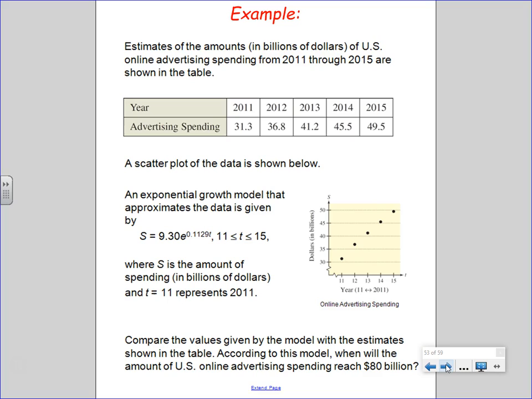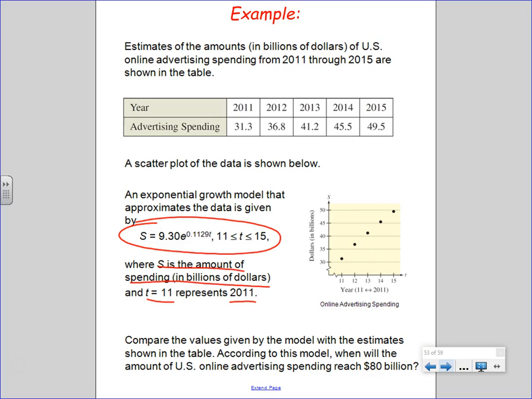A scatter plot. Okay, cool. They put points in the scatter plot. The little breaks just mean lots of the graph is missing. And they give us, oh, hey, looky there. They already made the model for us. Sweet. S is the amount of spending, and they're telling us what the variables are. T represents something to do with years. That makes sense. At the bottom, compare the values given by the model with the estimates shown in the table.